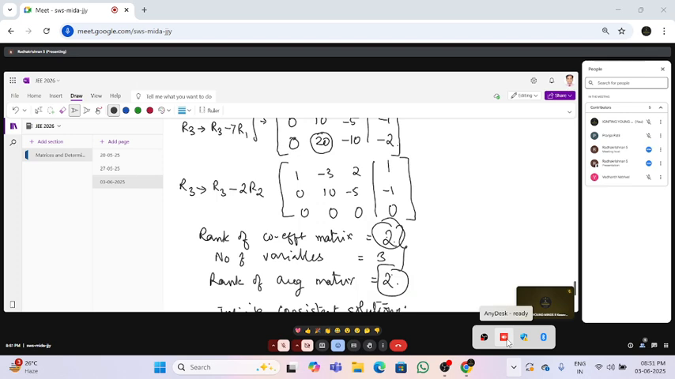So therefore, this is how you say whether a system has a unique solution. There are only three possibilities: either it will be consistent with a unique solution, consistent with infinite solutions, or inconsistent. So you convert it into row echelon form in this way, and you see the rank. From that you can tell which of the three this satisfies.